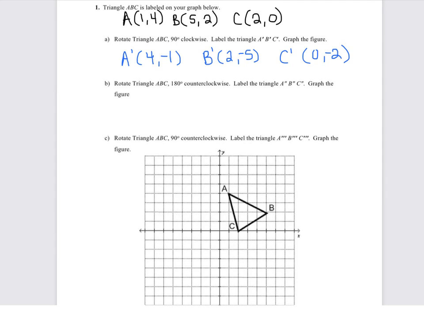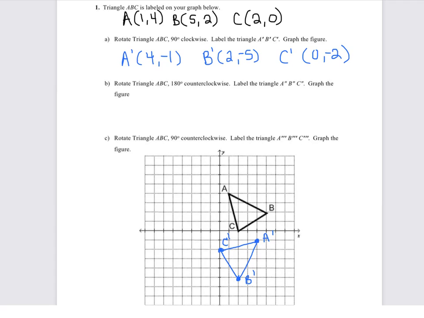All right, so let's graph those coordinates, because it tells us to graph the figure. So we have 4, negative 1 as A prime. As you can see, I graphed the figure: A prime 4, negative 1, B prime 2, negative 5, and C prime 0, negative 2.